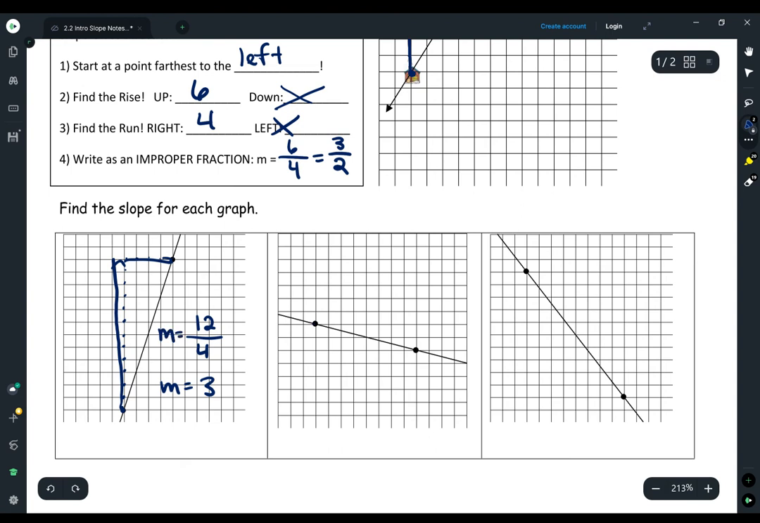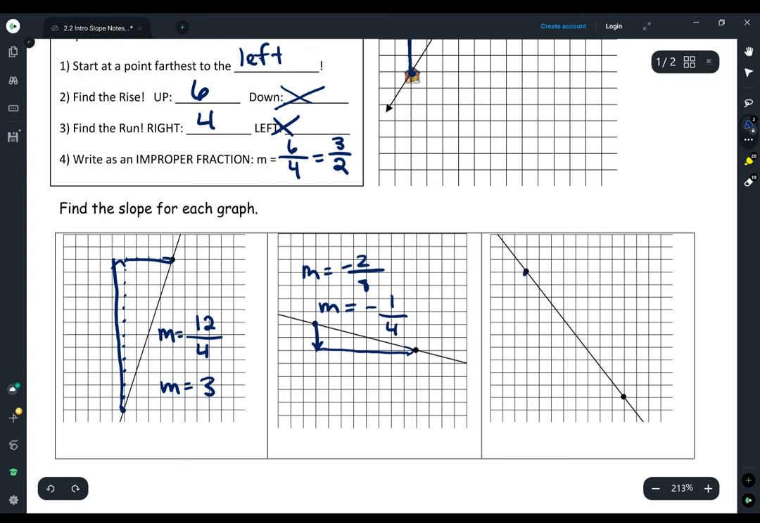On the next line, I need to first go down 2 squares. So that means my slope will be -2 over. And then I want to go to the right again, so right is going to be positive. 1, 2, 3, 4, 5, 6, 7, 8, so -2/8. And that reduces down to -1/4.